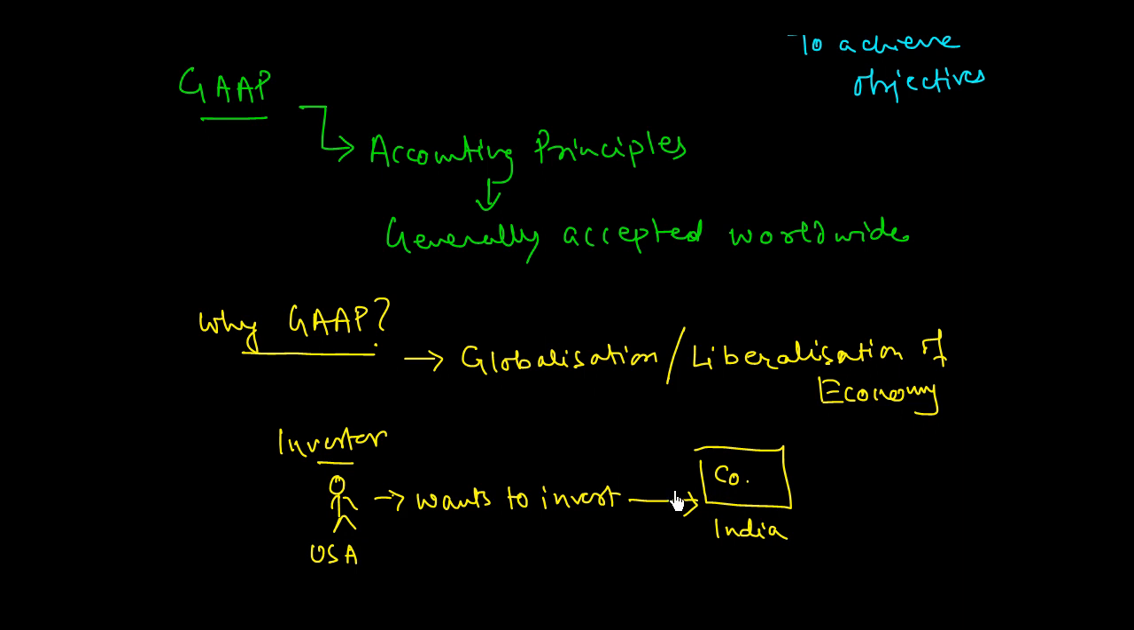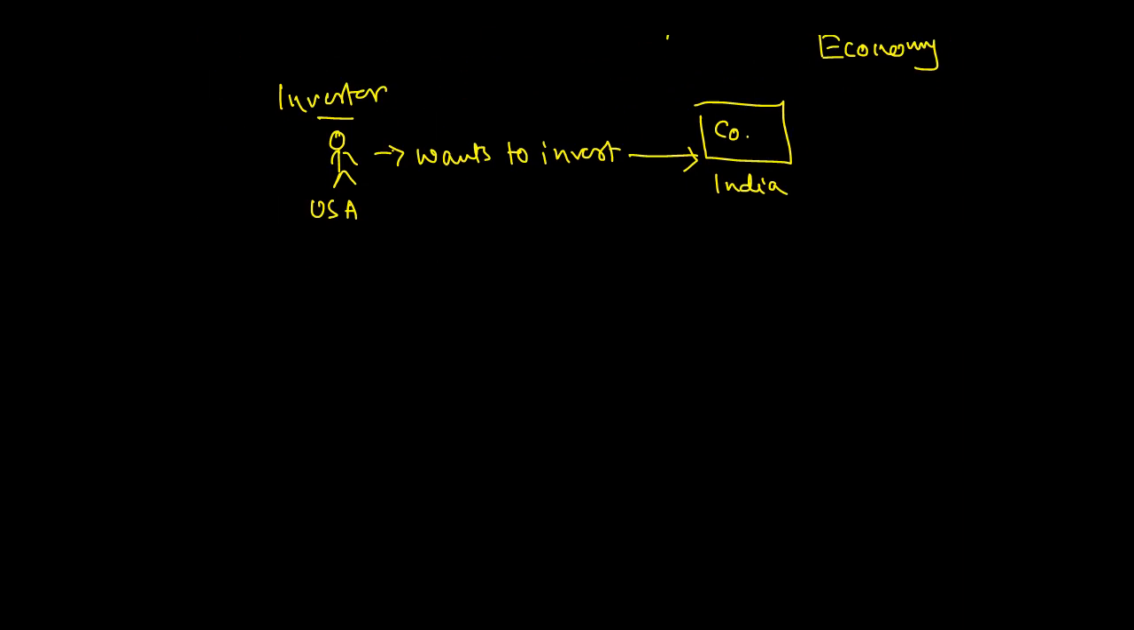So how will he decide whether this company is a good investment target or not? For that decision, this investor will depend upon the accounting information or the accounting results of this company. So the accounting information of this company will flow to this user so that he can make that investment decision. The accounting information will flow.